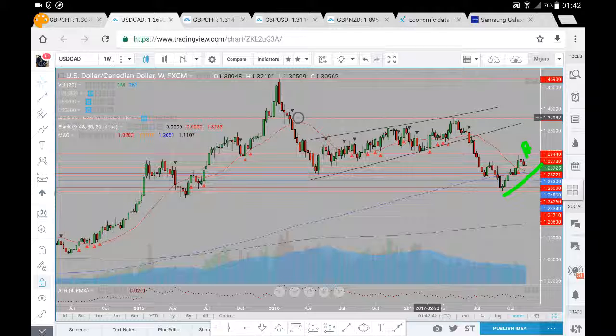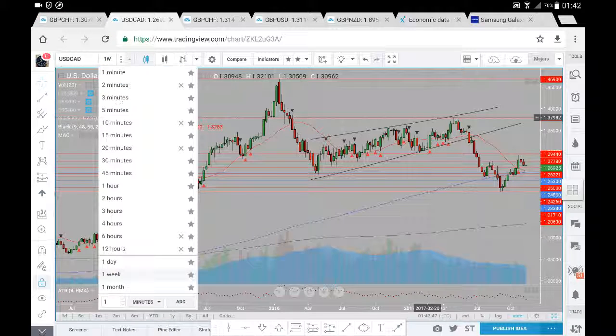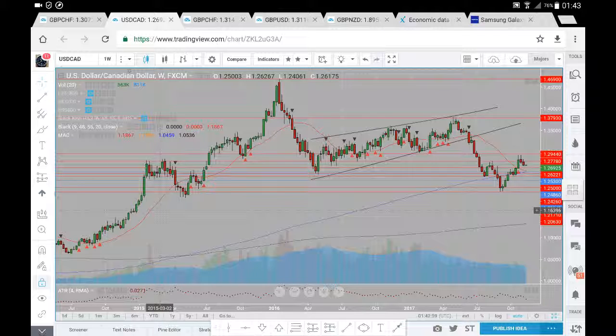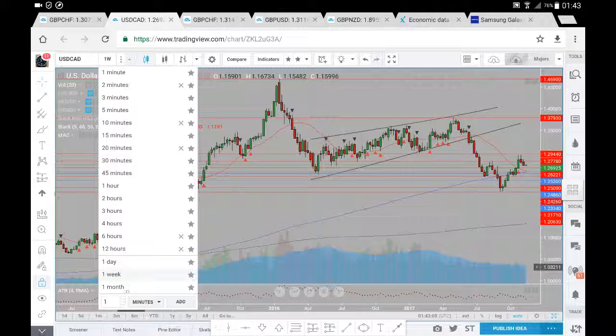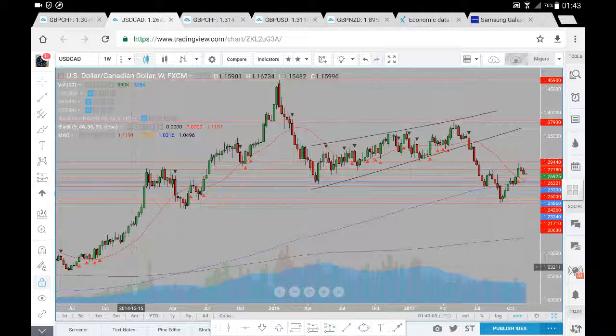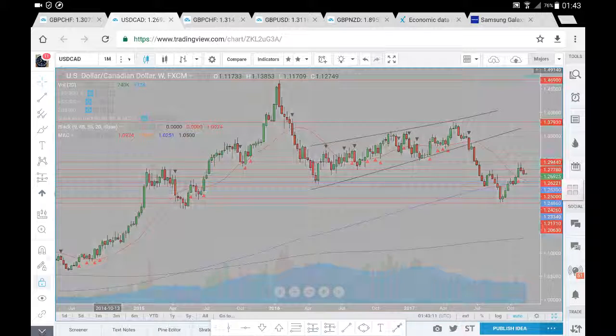Let's just have a look at the monthly chart for wrapping up here. Just bear with me a second. We just had a look at the weekly chart, it's a monthly chart, sorry. Give me a second. This is proving a lot more problematic than I would like.